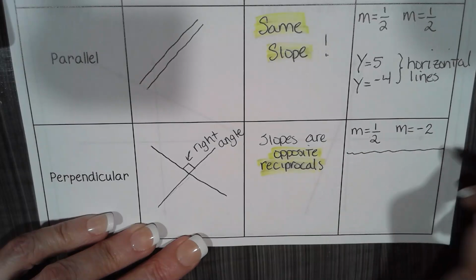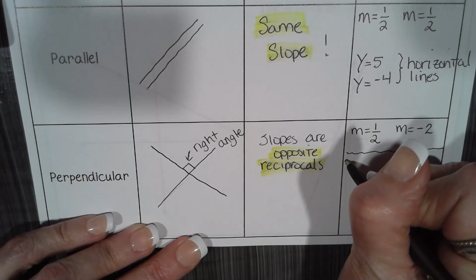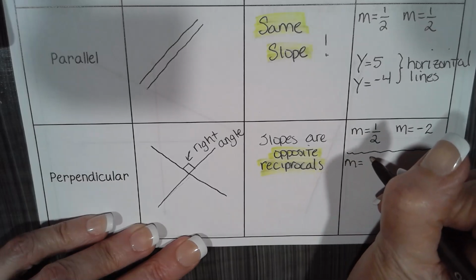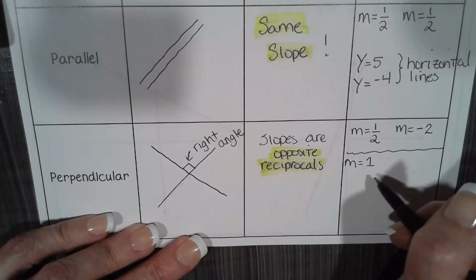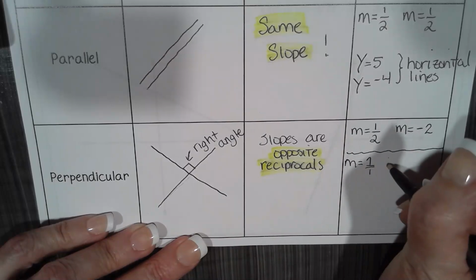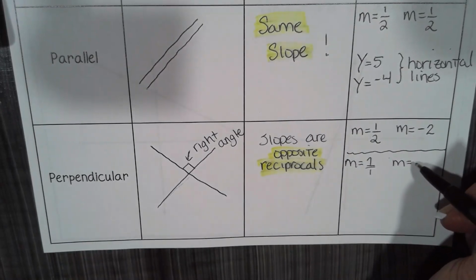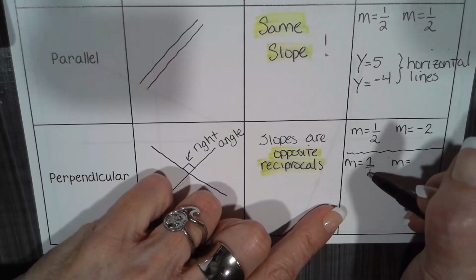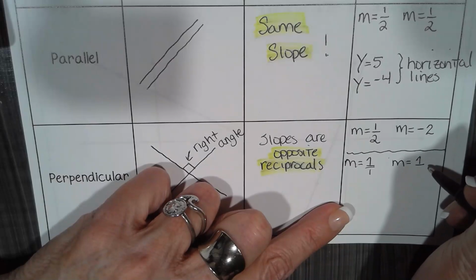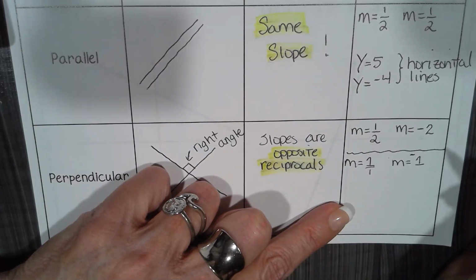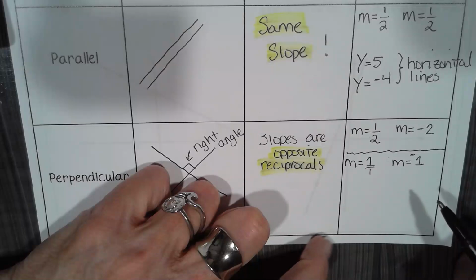Let's do a couple more. Let's do a weird one. A slope of 1, okay? That's rise 1 and run 1. So the line that's perpendicular to that, if you flip this fraction, notice it's a special case, you still get a 1. But the signs are different. So 1 and negative 1 for slopes are perpendicular.